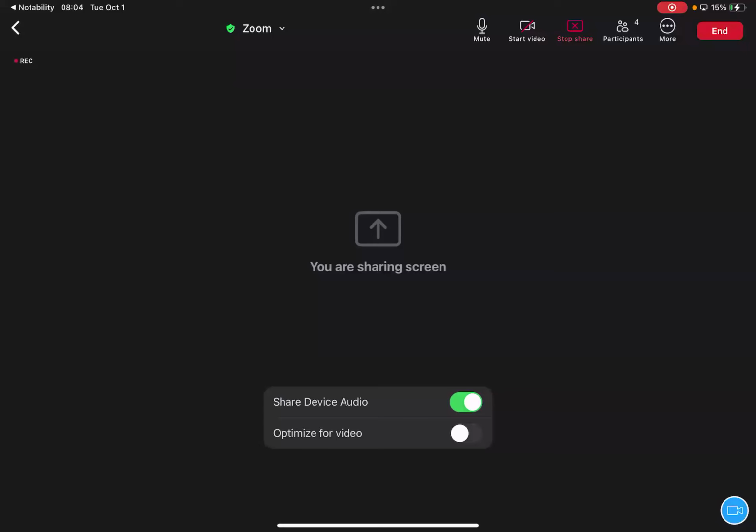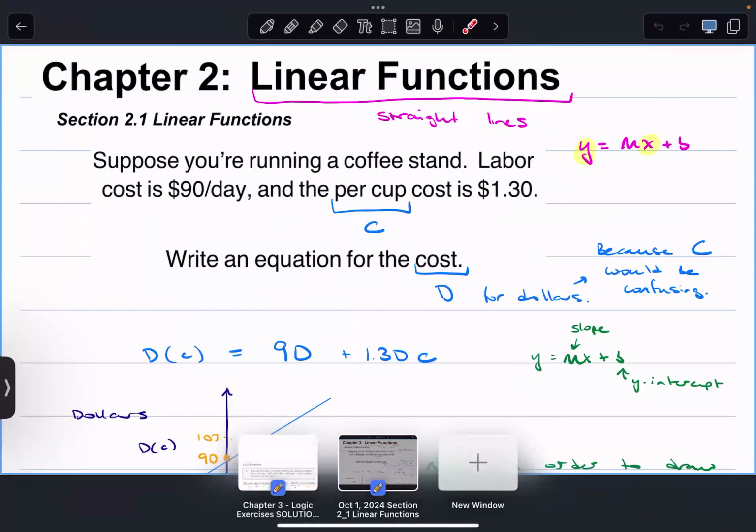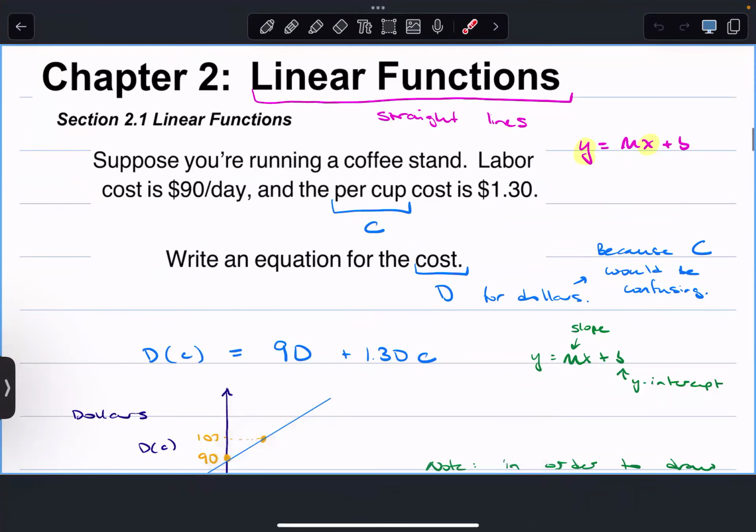What? I'm sharing my screen. New fear unlocked that I didn't share my screen. Okay.